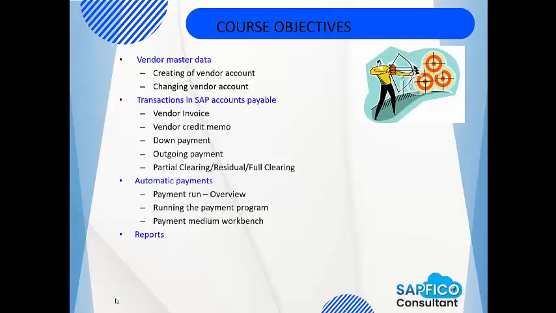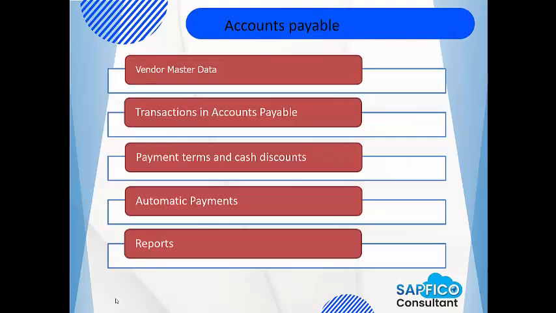So the course objectives: we'll understand vendor master, creating a vendor master and changing a vendor master. We'll understand the various transactions in SAP accounts payable: vendor invoice, vendor credit memo, down payment, outgoing payment, partial, residual and full clearing, automatic payments, payment run overview, running the payment program and payment medium workbench, and the reports which are available in accounts payable.